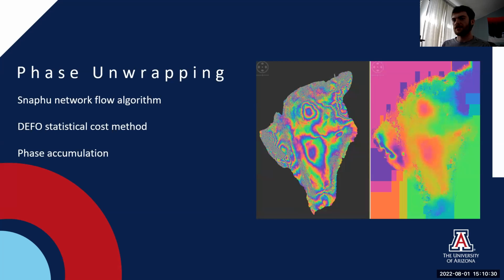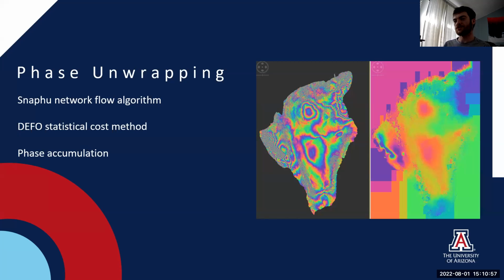With that interferogram, we will unwrap it. Phase unwrapping is done through an application called SNAPHU. It's a network flow algorithm. What it does is split an image into a specified row and column count with a specified overlap. For each of those tiles, it will try to find all of the phase fringes and accumulate them.